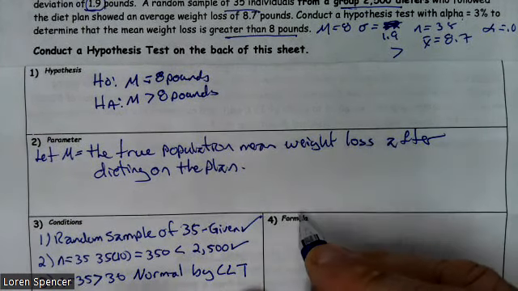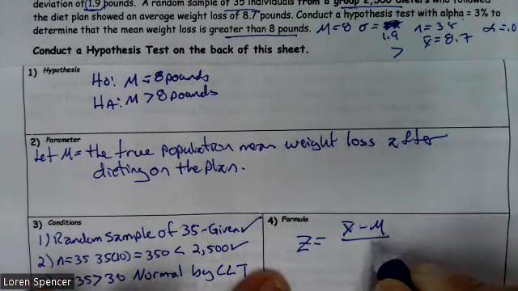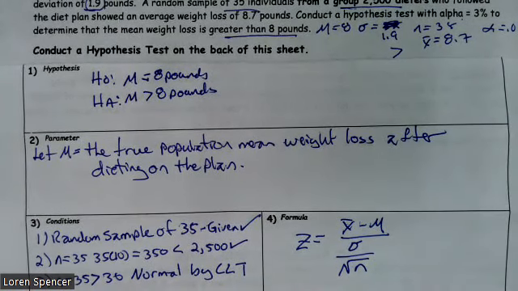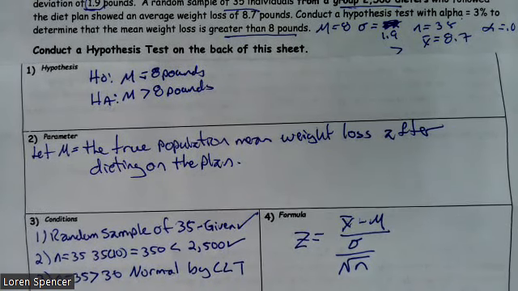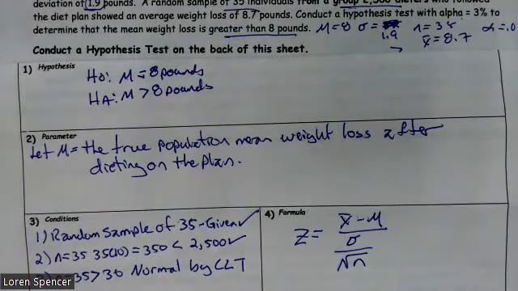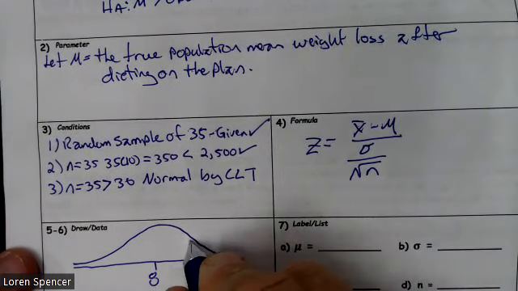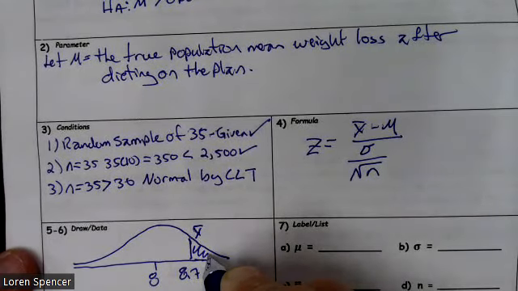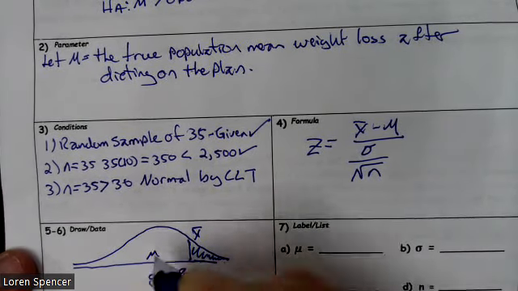Our formula is going to be Z equals X bar minus mu, divided by the standard deviation over the square root of N. We need to draw a picture of it, and our picture is going to be something like this. Our mean is the population mean, which happens to be 8 pounds, and we got a sample of 8.7. So that's my X bar. And we're wondering, what's the probability we get something this extreme or more extreme? And this is my mu.